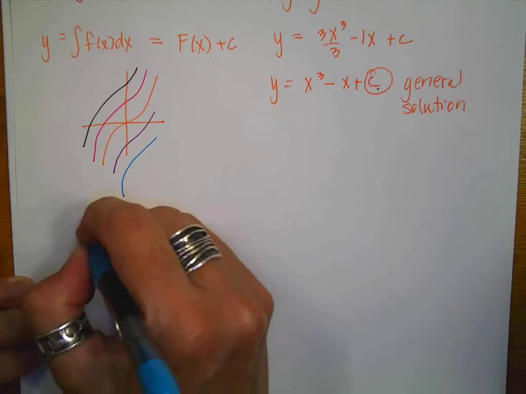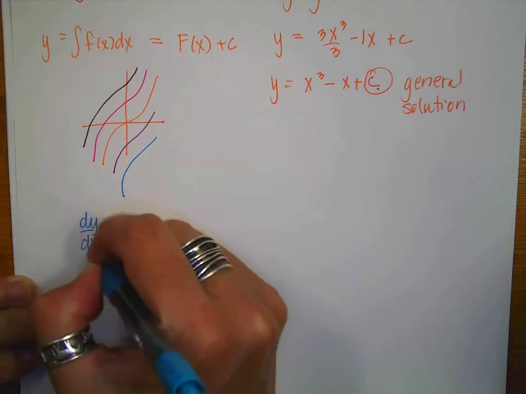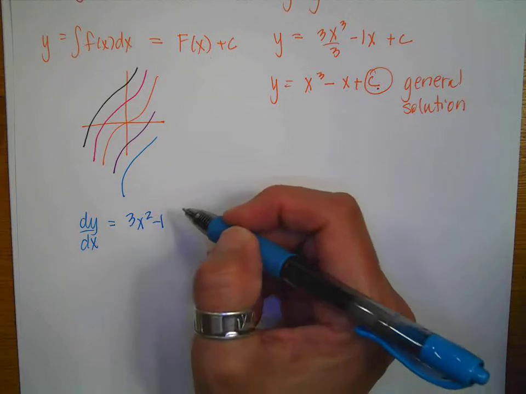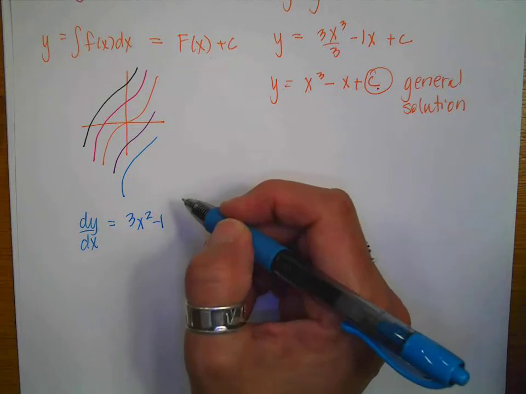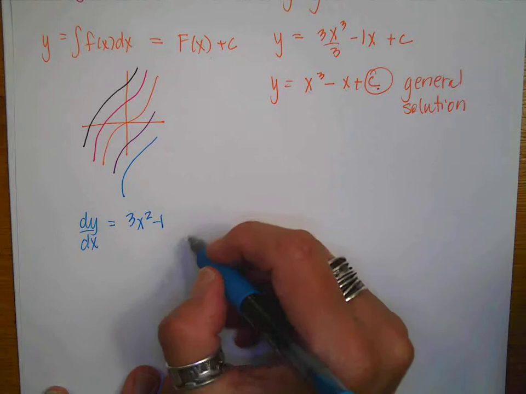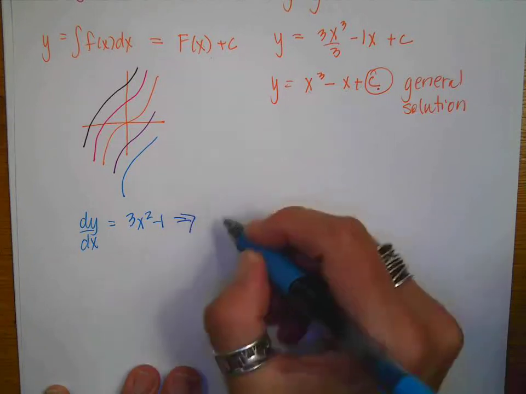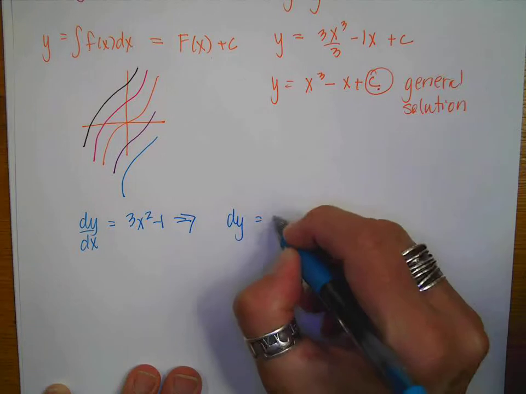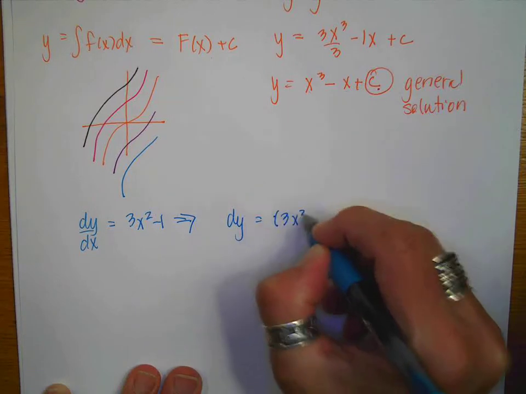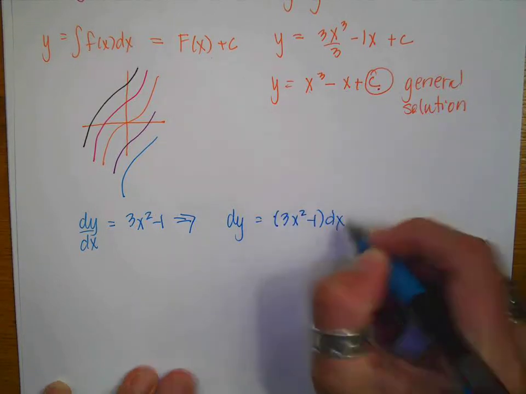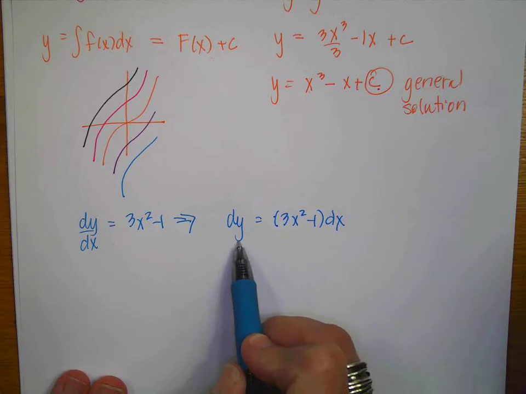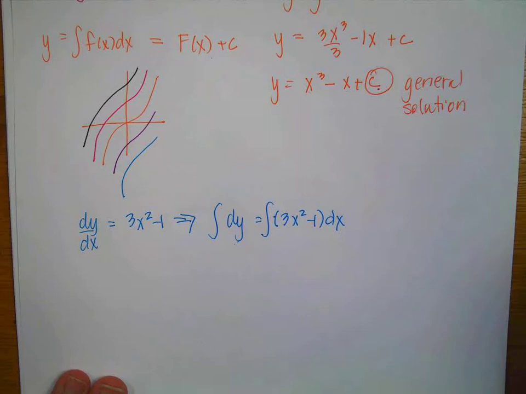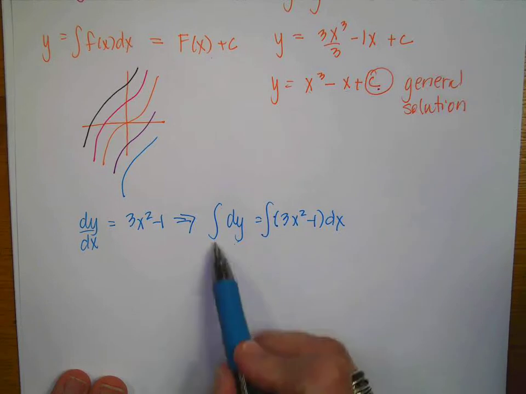All right, so let's say I have dy dx is 3x squared minus 1. This is called a differential equation. And let's say I needed to solve this. Then I would take the dx to the other side, so I would get dy is equal to 3x squared minus 1 dx. The goal is to solve for y, which is why it's called a differential equation, so I'm going to integrate both sides.